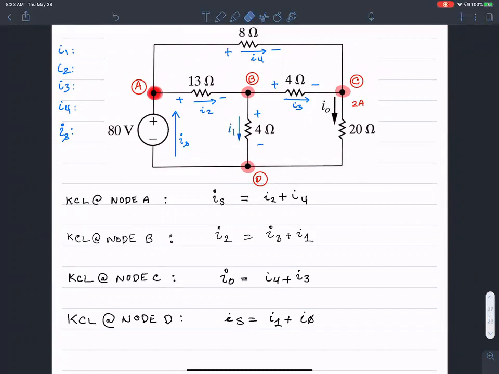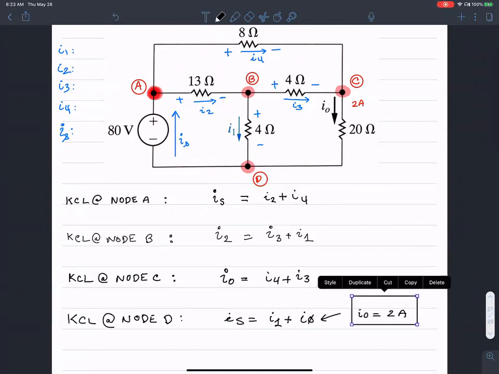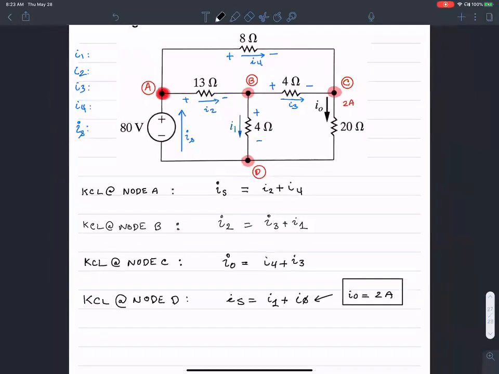Okay, so it appears that there are 6 unknowns, which is not really the case. If there are 6 unknowns, I need 6 equations. But I really don't have 6 unknowns because the I0 value is given, right? I0 is given to be 2 amperes in the problem. So there are only really 5 unknowns: I1 through I4 and IS.